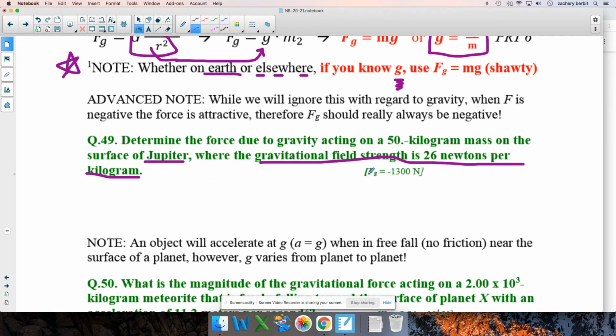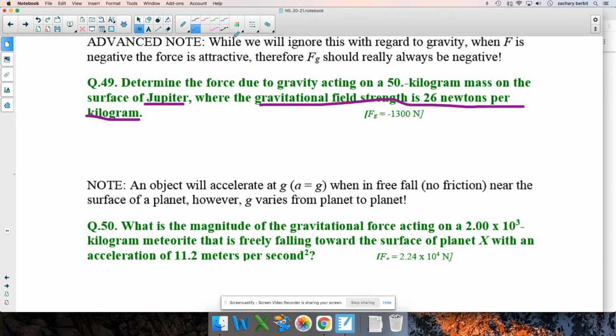So these questions, quite simple down here. I know you were good to go on these. I'll just hit the givens real quick. Determine the force due to gravity. Boom. First given you should have written down is Fg equals question mark newtons. Next, acting on a 50 kilogram mass. Trust the unit. If it's kilogram, it's the mass. Boom. Mass is 50 kilograms.